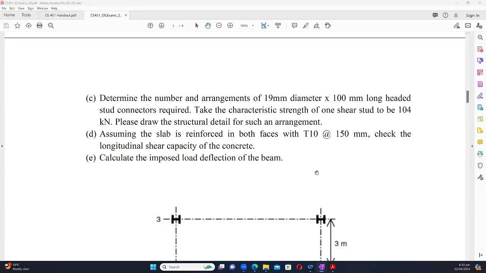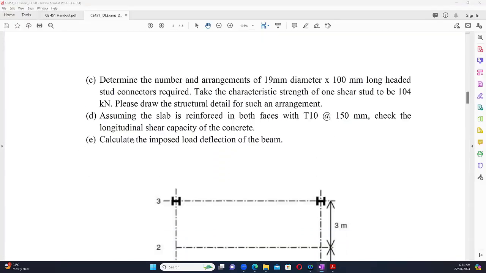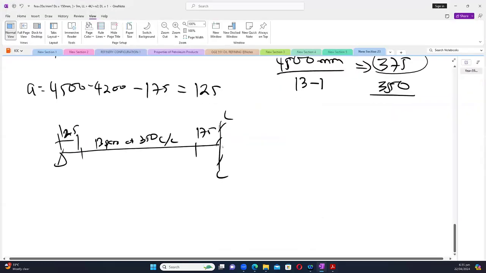Okay. So D. Assume the slab is reinforced in both faces, meaning top and bottom, with T10. T means high tensile, 10 means the diameter of the bars is 10 millimeters, and they are spaced at 150 millimeters. Check the longitudinal shear capacity of the concrete. Okay, so we are going to see whether, in terms of longitudinal shear, it is adequate or not. Usually using two failure planes.